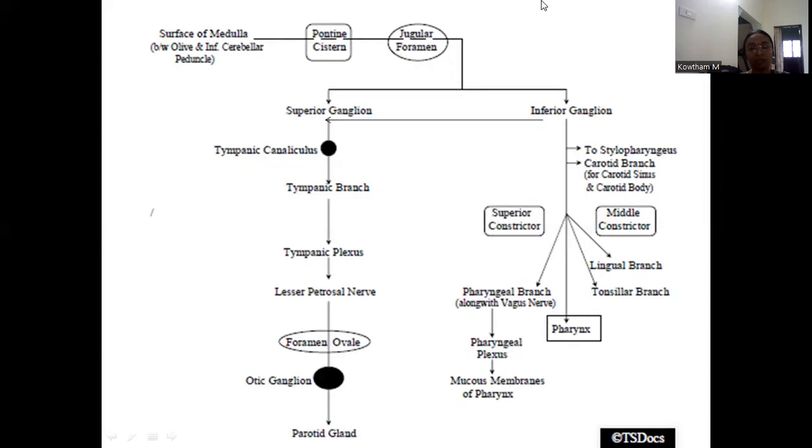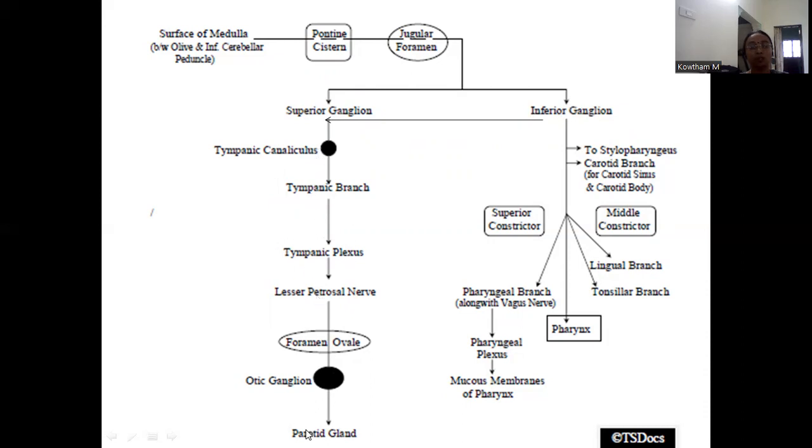To summarize the glossopharyngeal nerve, it arises from the nucleus ambiguus, inferior salivatory nucleus, nucleus tractus solitarius, and spinal nucleus of the trigeminal nerve, and emerges between the olive and the inferior cerebellar peduncle. Then it enters the jugular foramen. Here it has two ganglia, superior and inferior. The superior ganglion doesn't have any branch. The inferior ganglion gives the tympanic branch, which enters the tympanic canaliculus and forms the tympanic plexus.